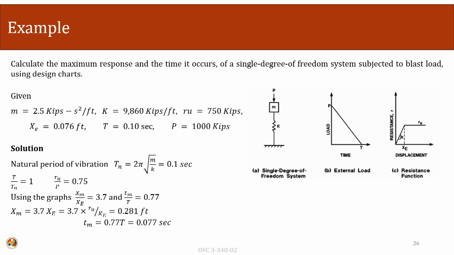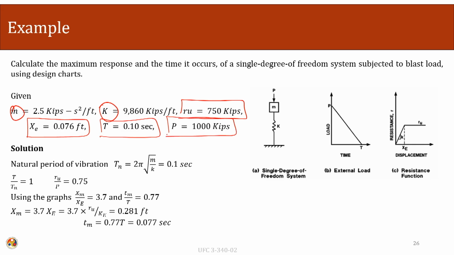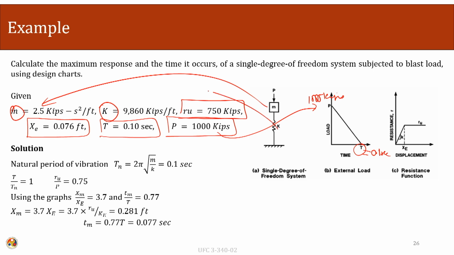Here the system is given. The mass of the system is given, the stiffness of the system is given, and its resistance is given. The elastic deformation portion is given, the time of the loading is given, and the magnitude of the applied load is given. So, time t equals 0.1 second. The magnitude of the loading is 1000 kips. The mass of the system is this much, and the stiffness of the system is this one. So, all these quantities are given.